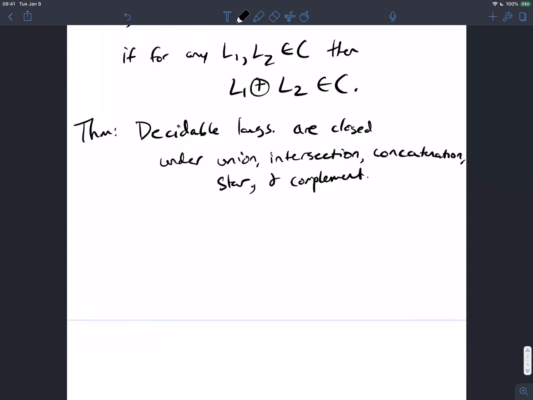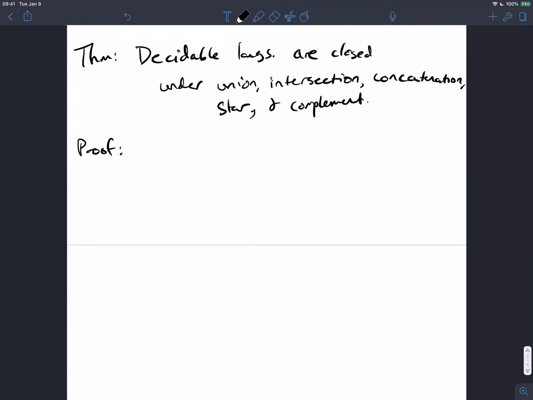Okay, so all this means is that if you take any two decidable languages, ignore complement and star for a second, their union is decidable, intersection is decidable, and concatenation is decidable. If you pick any decidable single language, form the star of that language, that's decidable too, and the complement of that language is also decidable. So that's what the theorem says. This one's a little bit more substantial than the previous theorem, actually quite a bit.